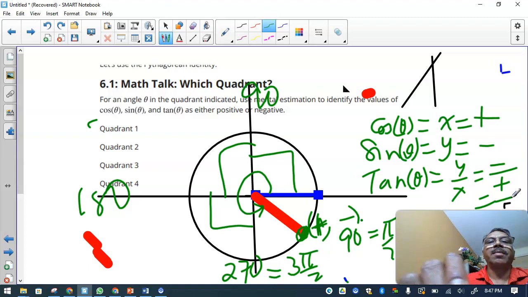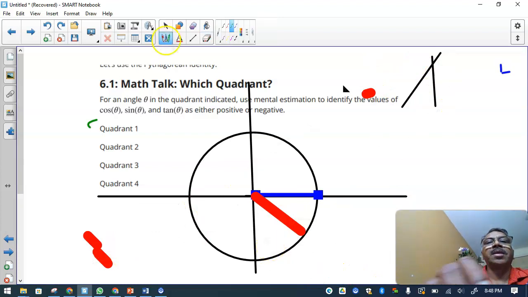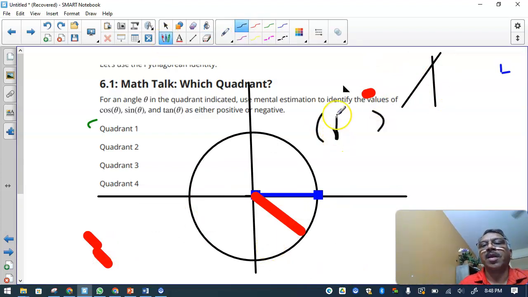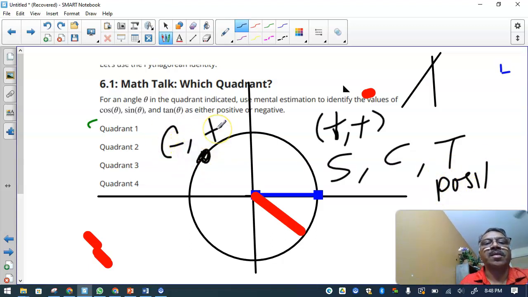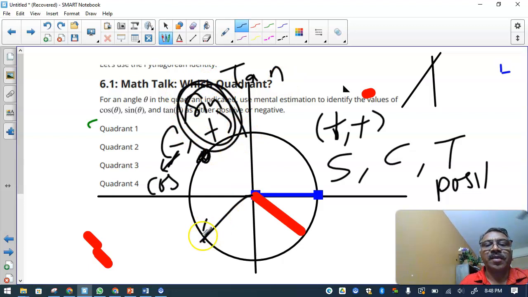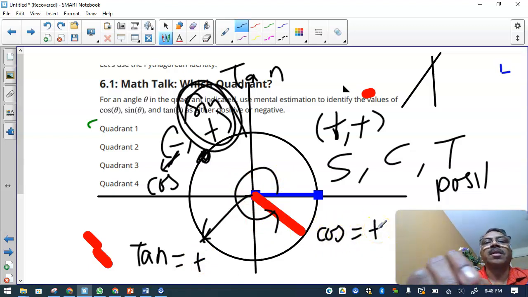So basically, all you remember is this. In the first quadrant, because this is plus and plus, sine and cosine and tan are all positive. But if you go this side, this is minus and plus. So cosine here is negative, sine is positive, and tan is negative. So only sine is positive. Like that, you will see on this side tan is positive. And if you go this side, cosine is positive. So you can remember this also.